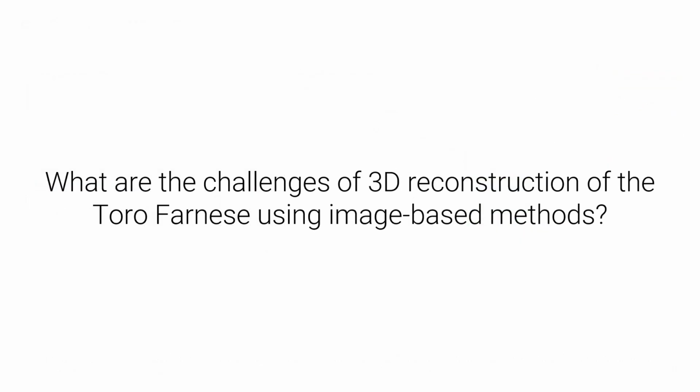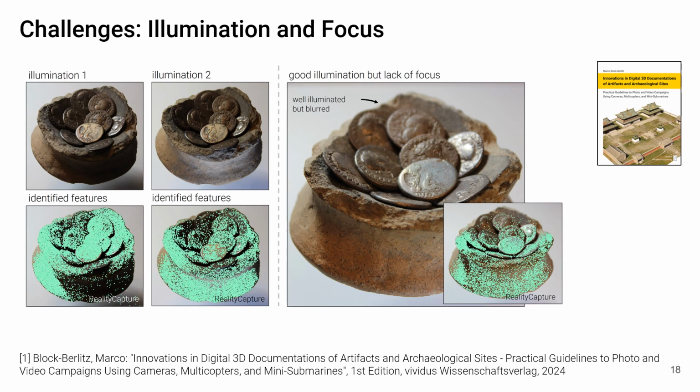If image-based methods already have so many applications, what are the challenges of a 3D reconstruction of the Toro Farnese? For many people, photogrammetry is like a black box into which photos are entered, and, in the best case, a 3D model appears. However, there is a lot to consider when taking photos and videos. In the example on the left, we can see how sensitively the extracted features, i.e. the potential 3D points that later end up in the model, react to lighting. In the right-hand image, we can see that lighting is not everything, as the focus also plays a decisive role in extracting the features. We therefore need to ensure good lighting and sharp images.